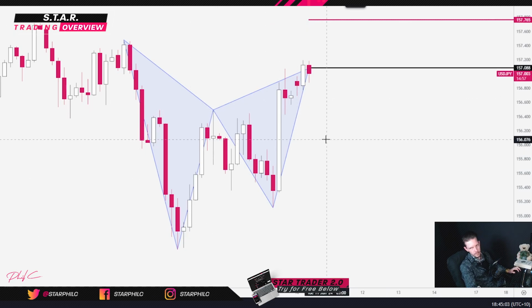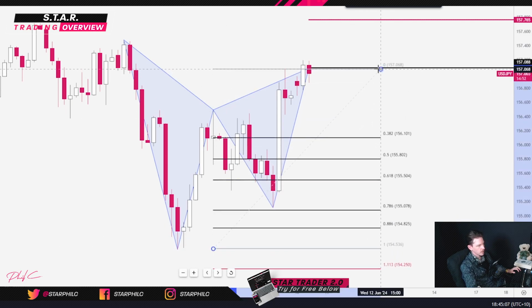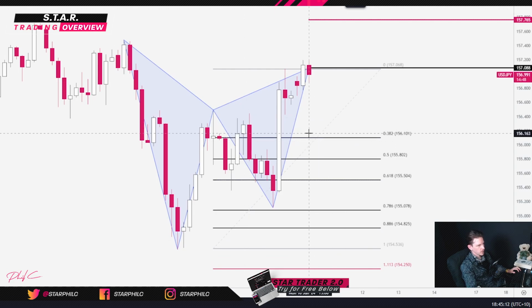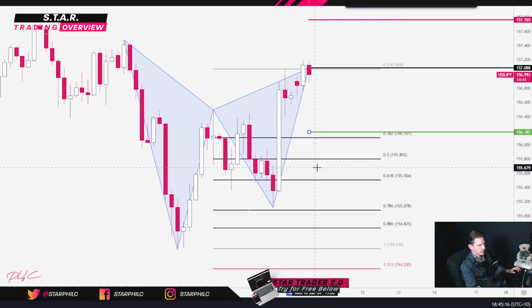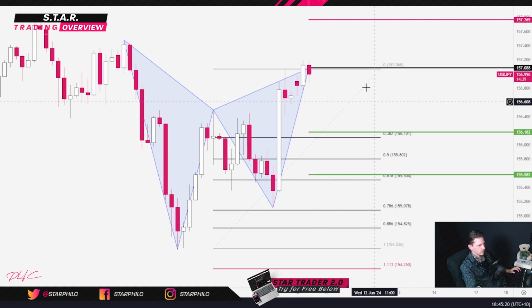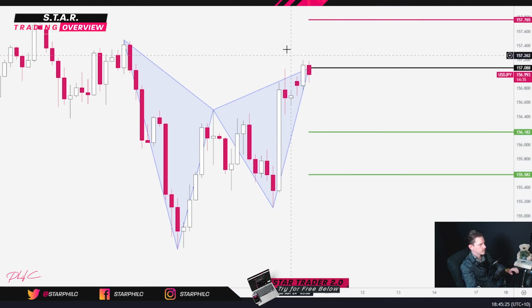So let's grab our Fibonacci retracement tool here and take it from swing low to swing high right there. And what we're looking at is price action to come all the way back down into a 382, make that green for target 1 and 618 for target 2. As you can see, another very good trade opportunity.